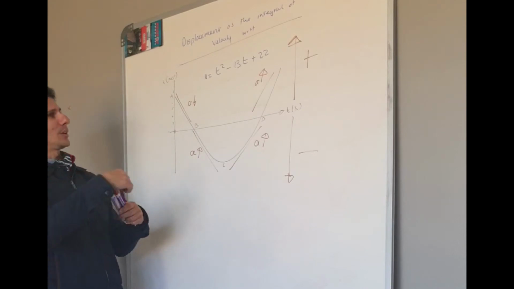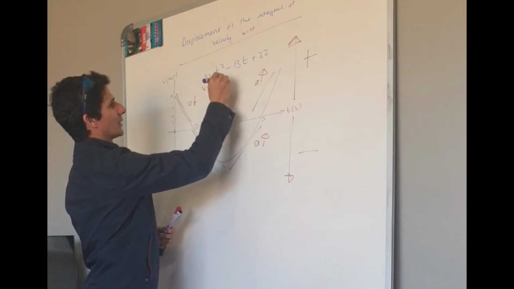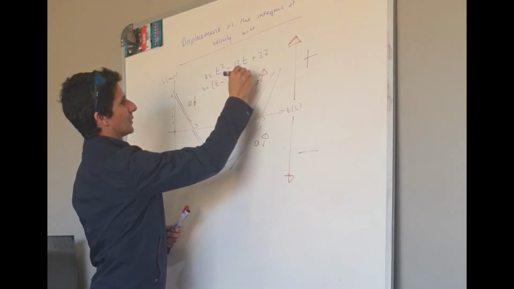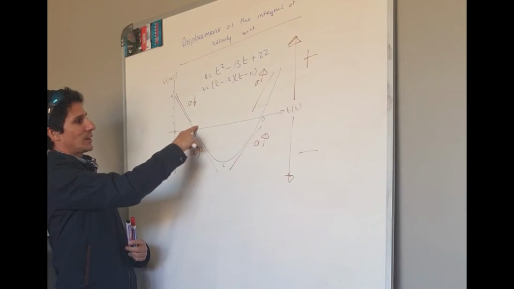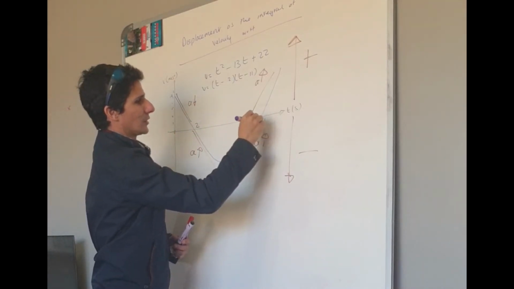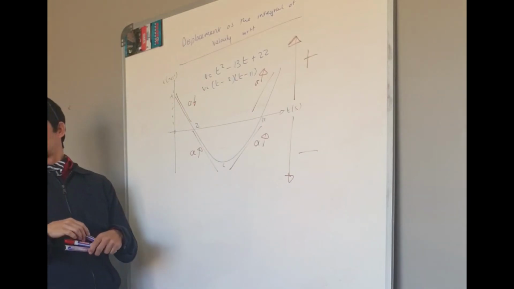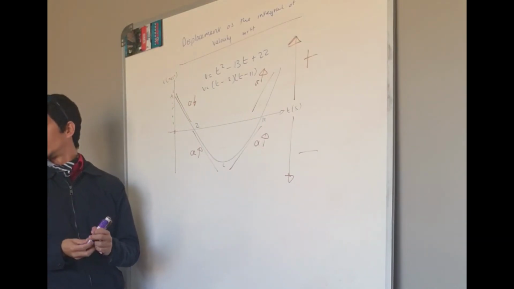Yeah. So what are the factors of this? T minus 2 and T minus 11. So what is B going to be actually? 2. And what is D going to be actually? 11. 11 seconds. Okay. That gives me the time that the velocity is 0. In other words, where I've changed direction.